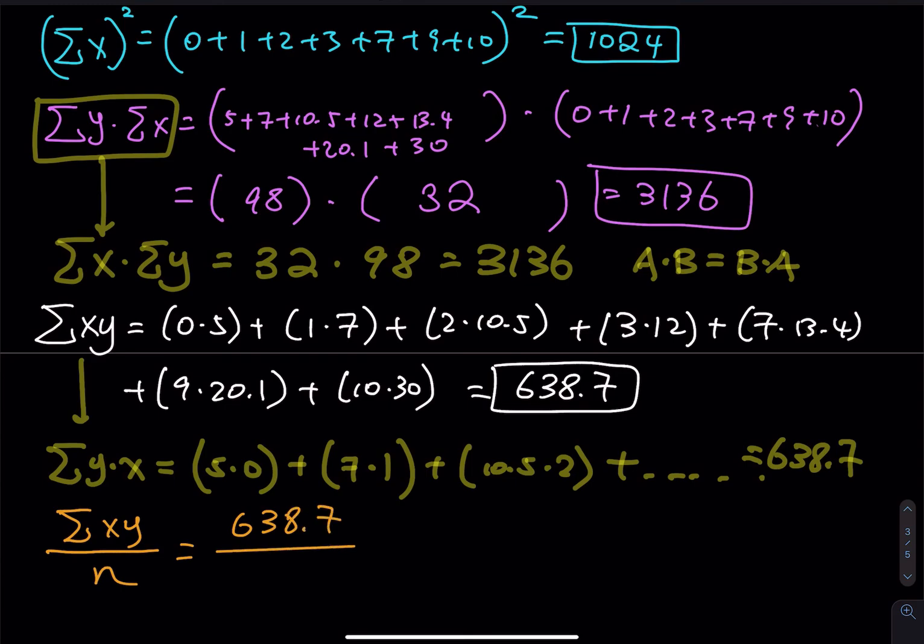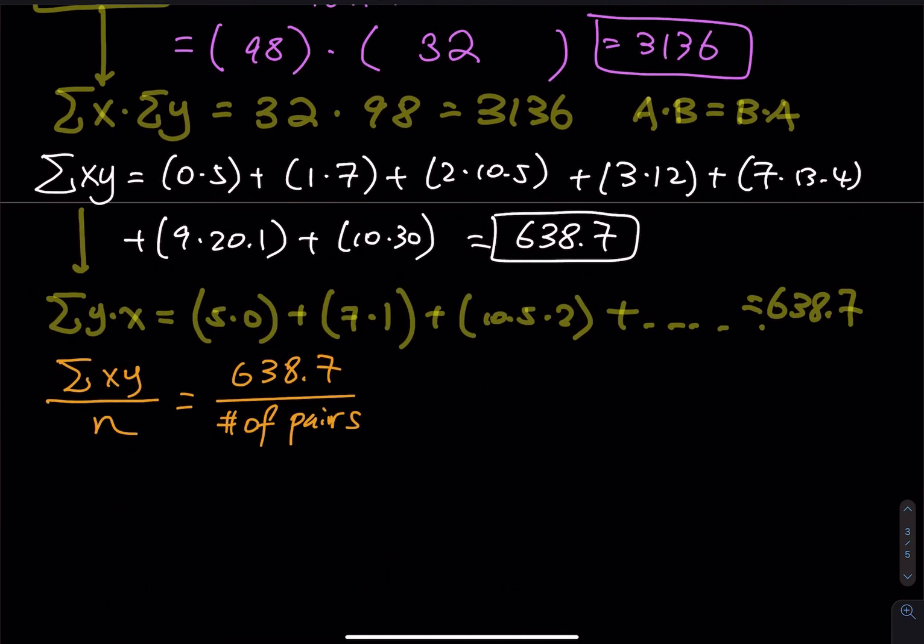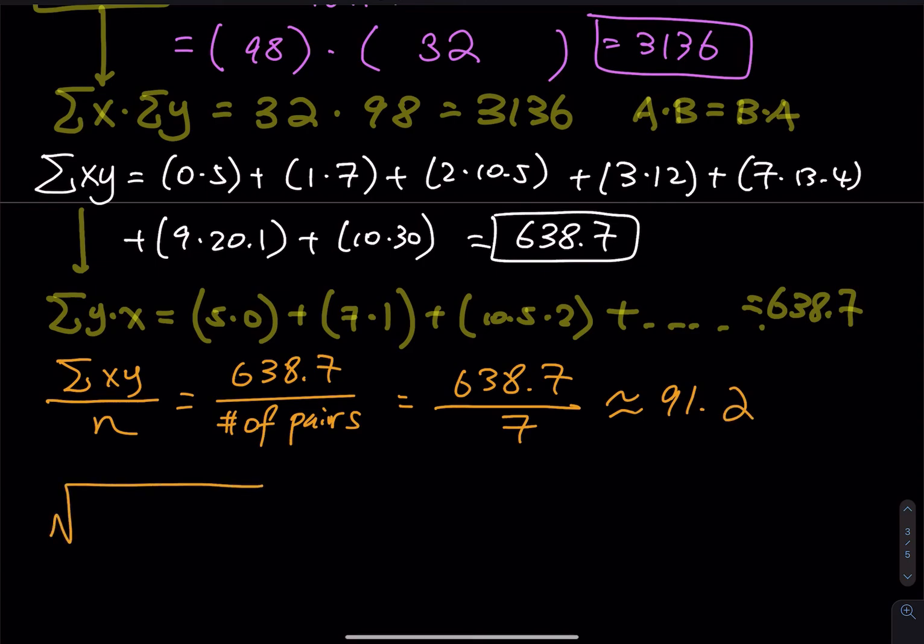The n stands for number of pairs. How many pairs do you have? Let's count. So we have, check out the data, 1, 2, 3, 4, 5, 6, 7, right? So we have 7 pairs. So we have to divide it by 7. So we have 638.7 divided by 7 pairs. That is around 91.2.